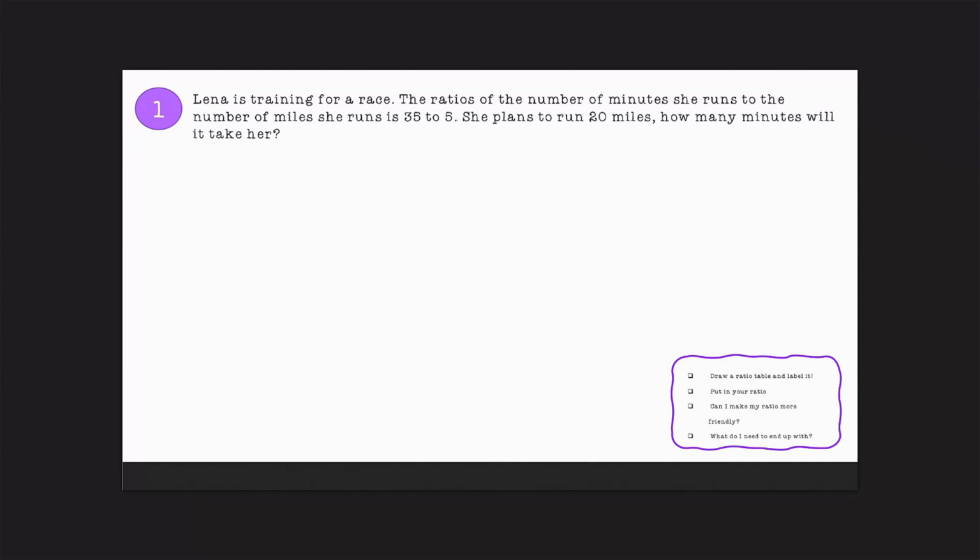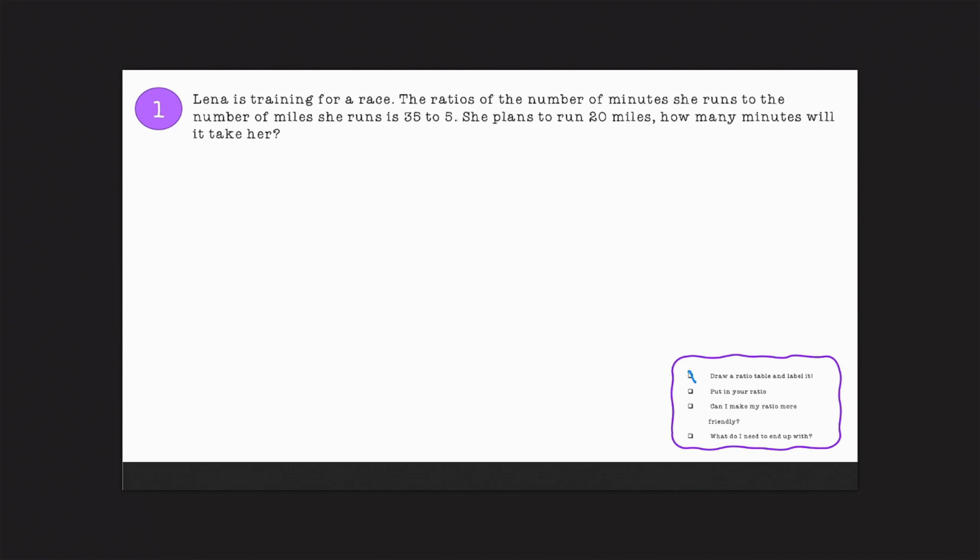If you look down here, I also have a checklist of steps I should be asking myself as I work through these problems. So I'm going to first draw a ratio table and label it, put in the ratio, and then ask myself, can I make my ratio more friendly? Can I simplify it to make it more usable with multiplication and division? And what do I need to end up with? What am I trying to solve for? So looking at those steps, I'm going to go ahead and do my first one.